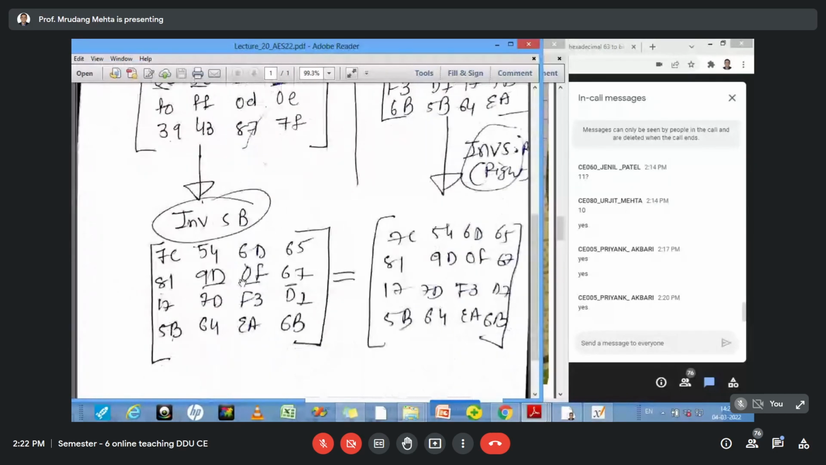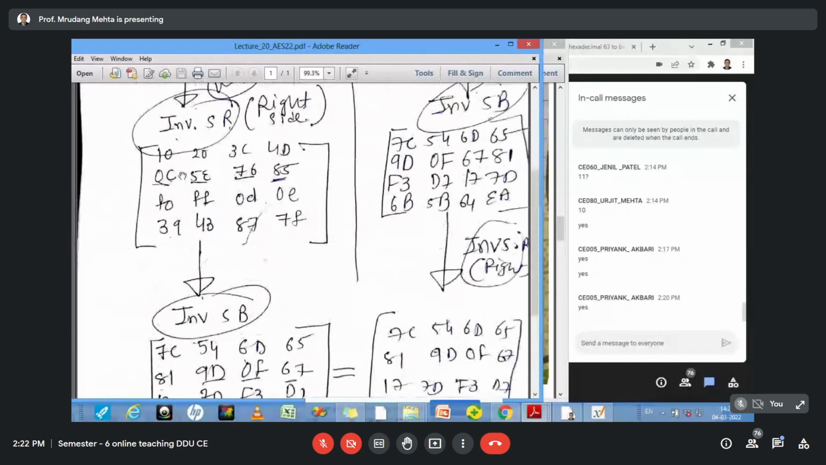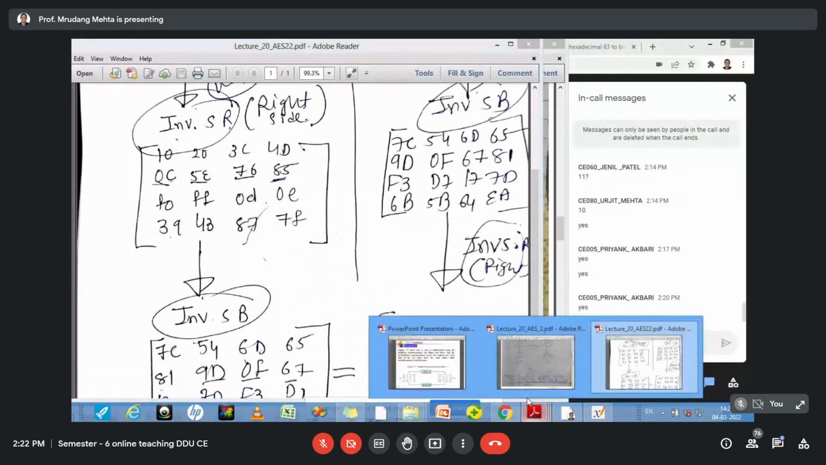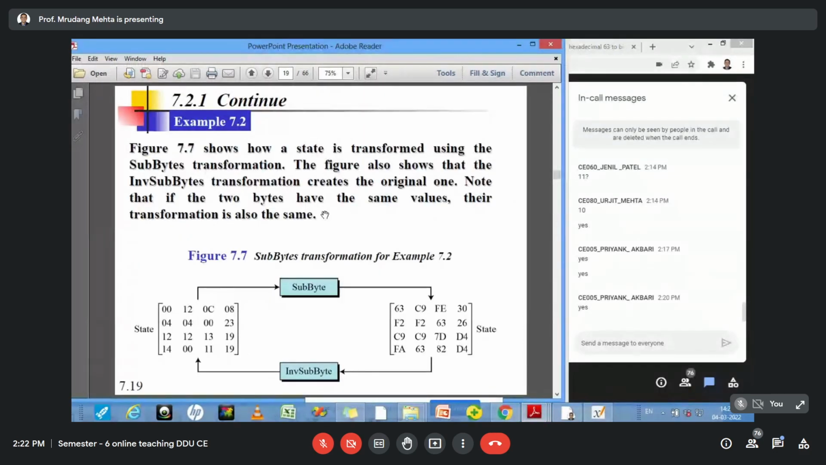Now this is followed by inverse sub byte. So what is the inverse sub byte of 10? If you look at this table, we have to use this table.